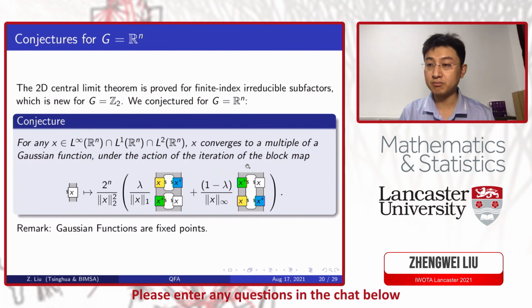We start with a pretty random function at the beginning, and it converges to a Gaussian function in a very quick way. So far, it's a conjecture, and I think that could be a very good conjecture for people who are working on Fourier analysis.